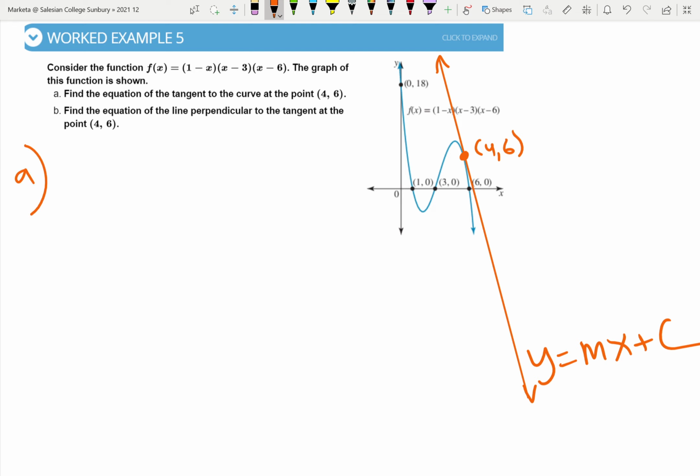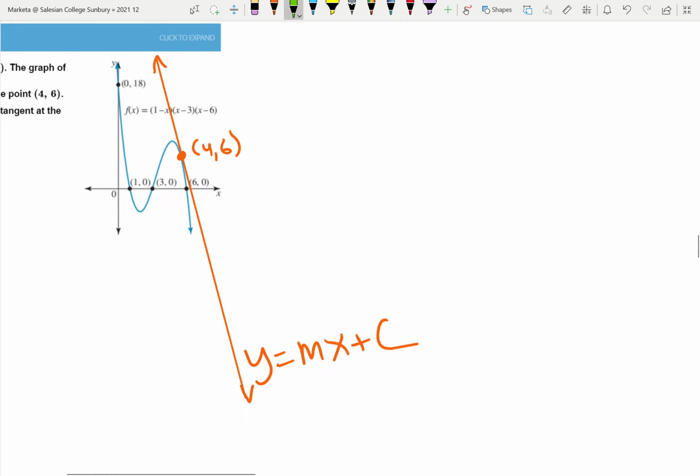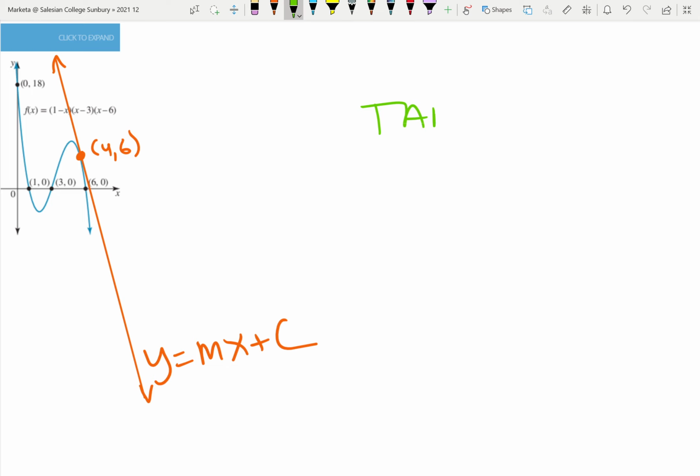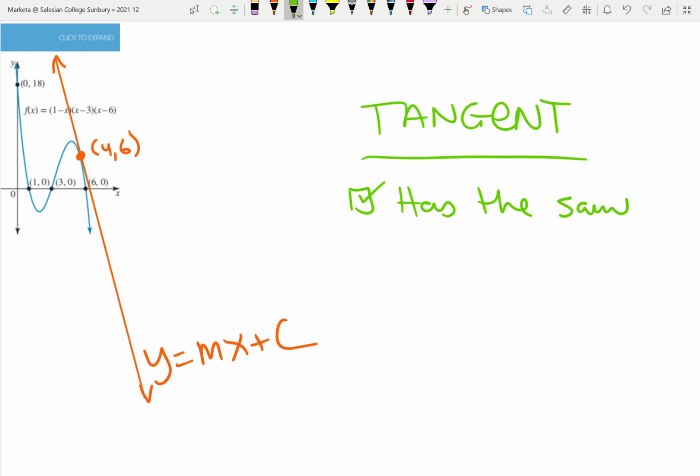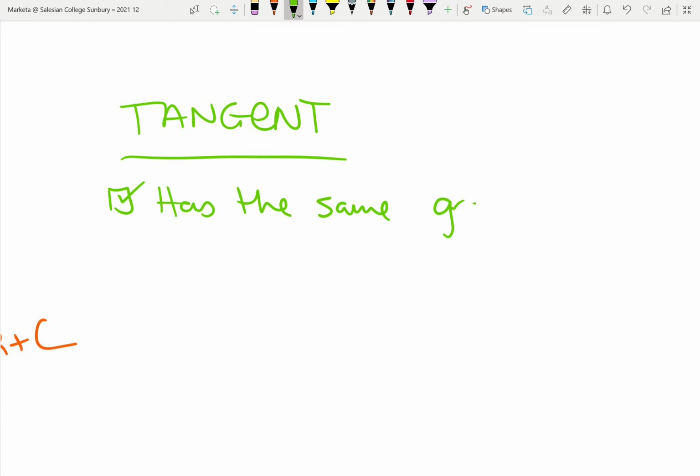All right, so, well, y equals mx plus c, we need two things. We need a gradient and we need the point. And here's the big idea of a tangent. So I'm going to write it over here, and you definitely would have done this in year 11. There's two important things. One, it has the same gradient as the curve at that point.